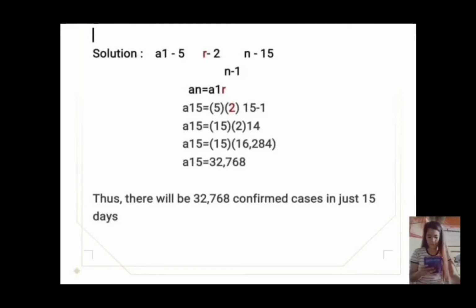So using the formula of geometric sequence, a sub n is equal to a sub 1 times the ratio raised to n minus 1. We have a sub 15 equals 5 times 2 raised to 15 minus 1. Then we have a sub 15 is equal to 15 times 2 raised to 14. Then we will find the value of 2 raised to 14, and that is 16,384. Then we multiply it by 15, that would be 32,768. So it means we will get 32,768 confirmed cases in just 15 days.